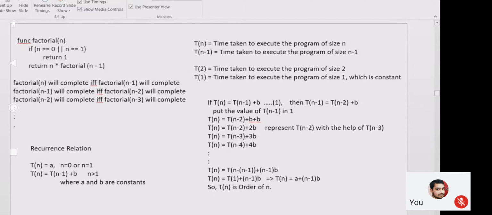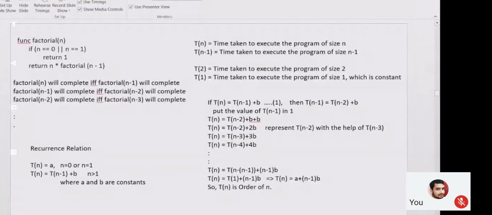Now put the value in this equation 1. So what will you get? T of n, replace T of n minus 1 by T of n minus 2 plus B. So you will have T of n minus 2 plus B, and this B is also placed here. So T of n is equal to T of n minus 2 plus 2B.